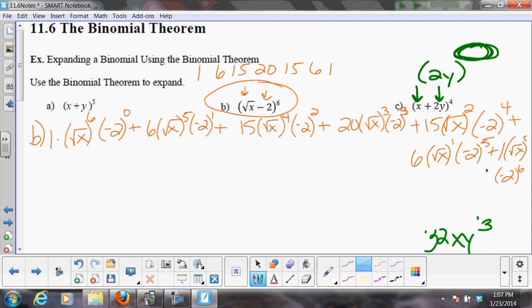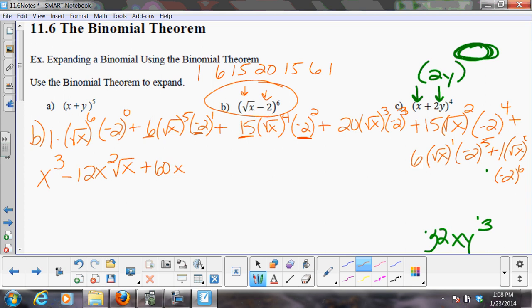It's a lot of stuff there. Square root x to the 6th is just x cubed. Then we have negative 2 times 6, which is negative 12. Square root x to the 5th can simplify. You can simplify x squared out and leave an x squared root x. Then we have negative 2 squared, which is 4, times 15, which is 60.